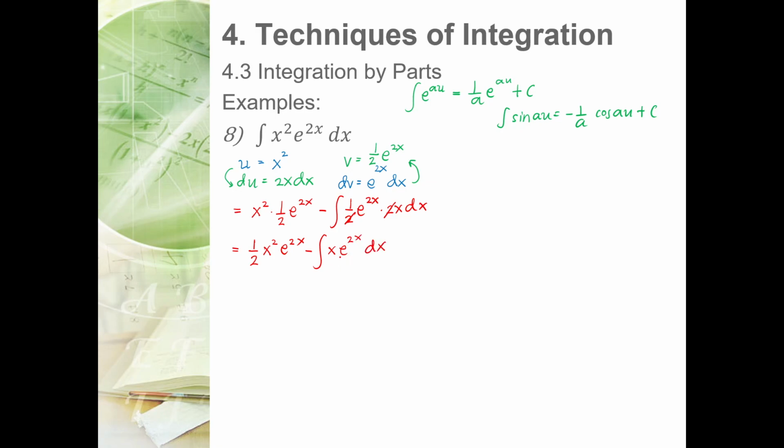As you notice, it's still algebra against exponential, so we're going to use integration by parts again. So u now here is x, and dv is e to the power of 2x dx still. So v is equal to 1/2 e raised to 2x, and your du is equal to dx.